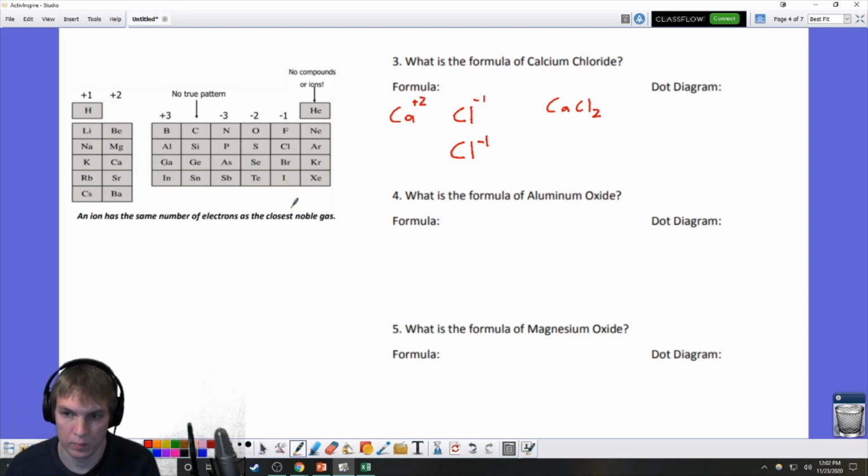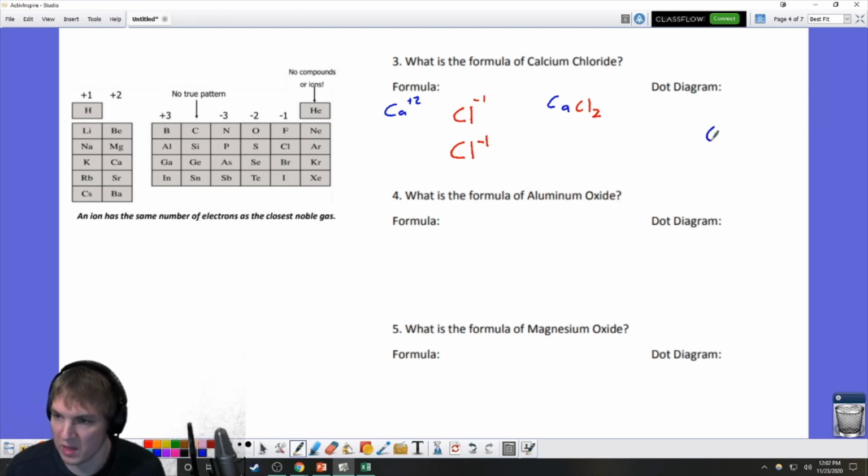CaCl2. All right, and what I'm going to do here is recolor this so that we're being consistent. I'm going to keep the positive ions blue so that the dot diagrams make a little bit more sense. So for the dot diagram, how would we draw that out?